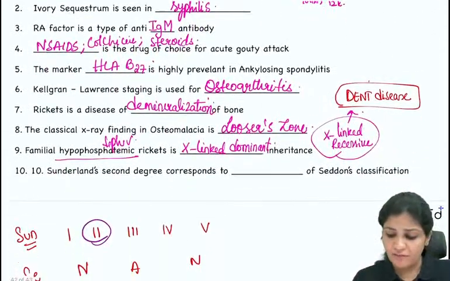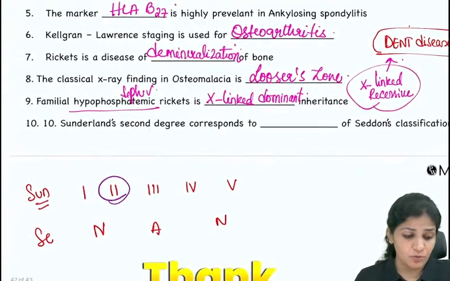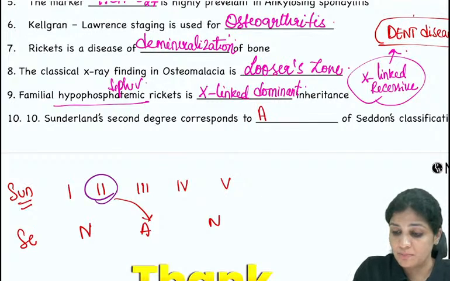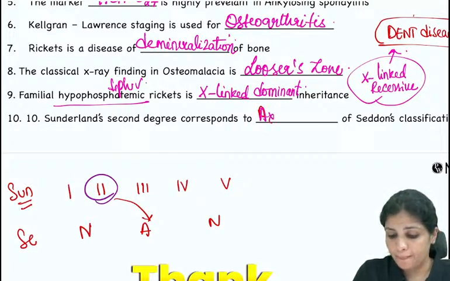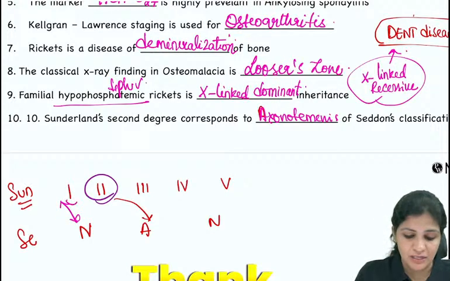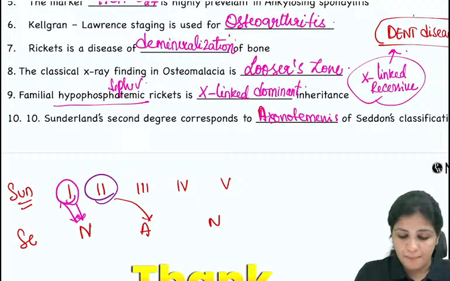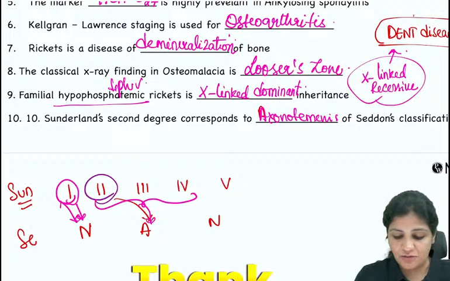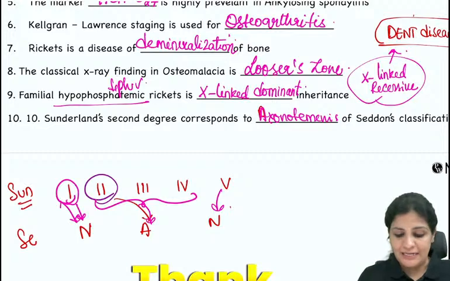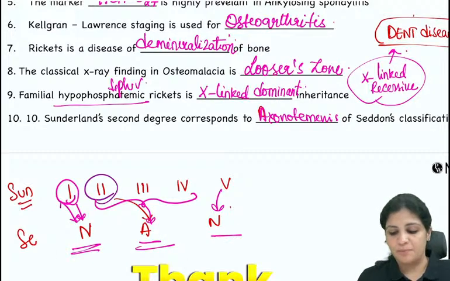No, not peripheral nerve injuries. I am asking you, Sunderland second degree corresponds to axonotmesis, right? The answer is axonotmesis. So first is always first. Sunderland 1 is neuropraxia, but Sunderland 2, 3, 4 is axonotmesis, 5 is neurotmesis. That you have to remember, because Seddon has given only neuropraxia, axonotmesis, and neurotmesis.